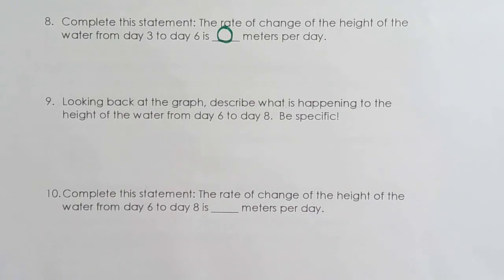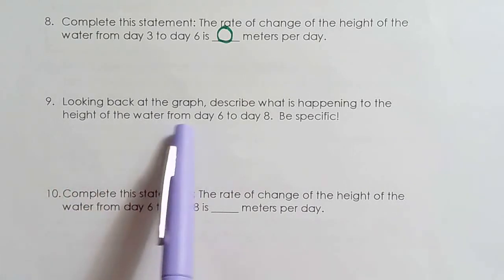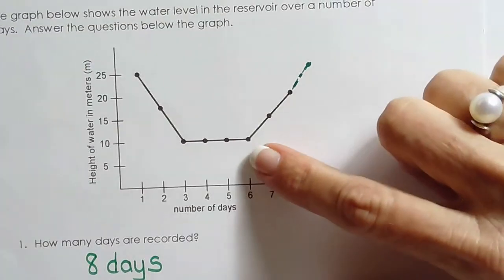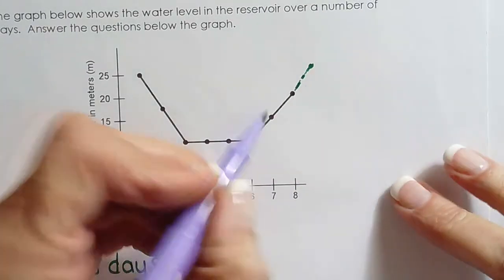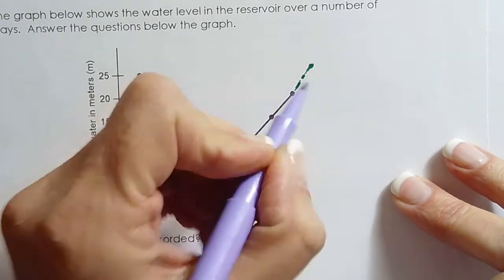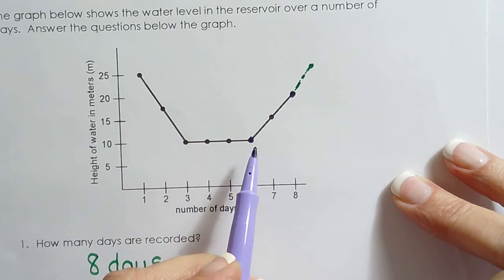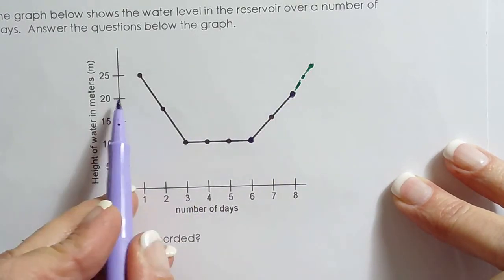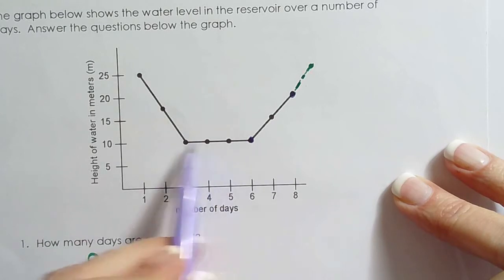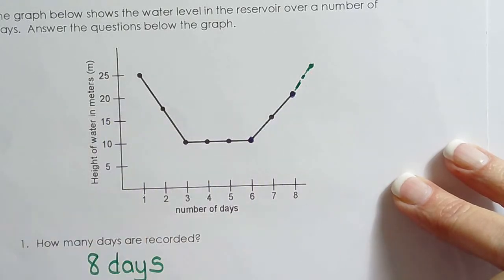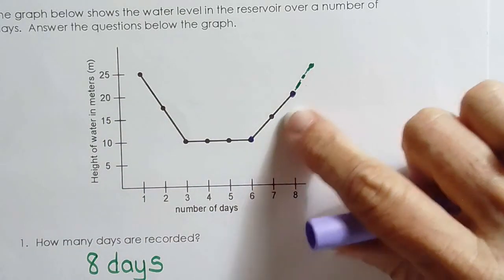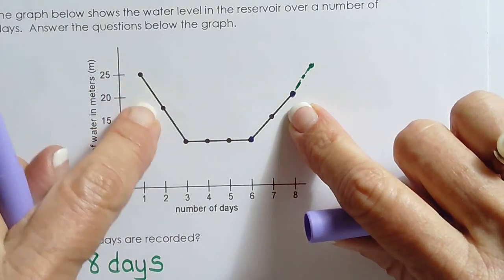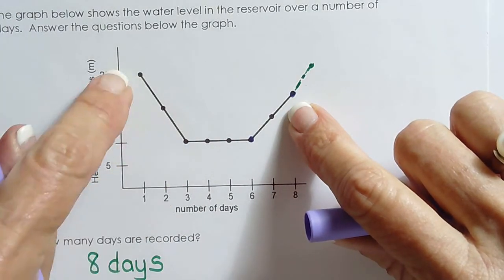Looking back at the graph, describe what is happening to the height of the water from day 6 to day 8. So day 6 is here, day 8 is here. So it looks like it's going from 10 to 20, right? 10 to 20 in 2 days. And it's going up. That means my rate of change will be positive. Remember, this one was going down. The rate of change was negative.